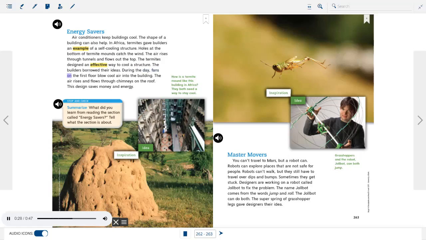During the day, fans on the first floor blow cool air into the building. The air rises and flows through chimneys on the roof. This design saves money and energy. Inspiration. Idea. How is a termite mound like this building in Africa? They both need a way to stay cool.